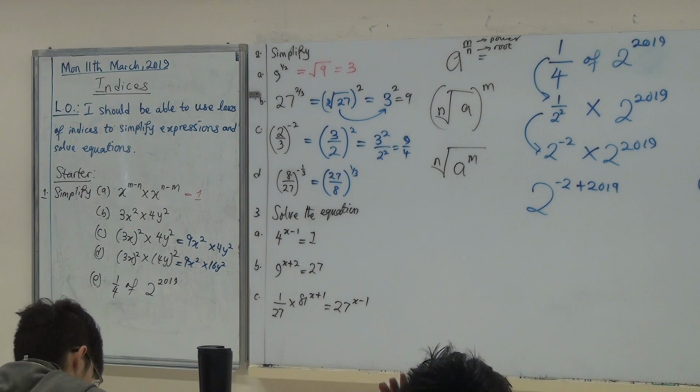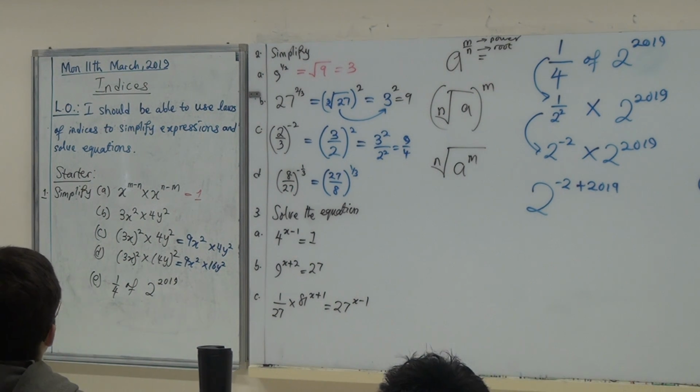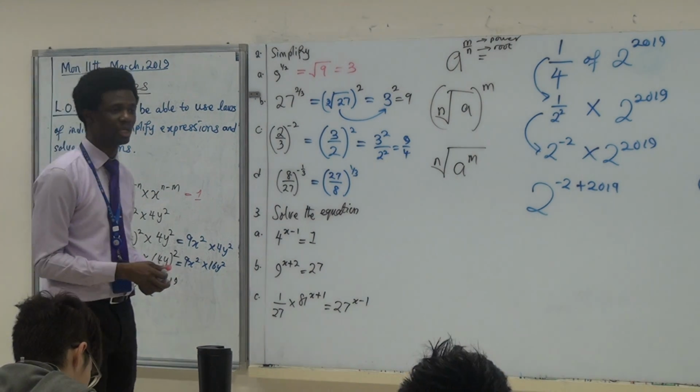7. Why do you get 8? Yes, it's 1 out of 3, right? It's 1 out of 3. It's not like 2 over 3.